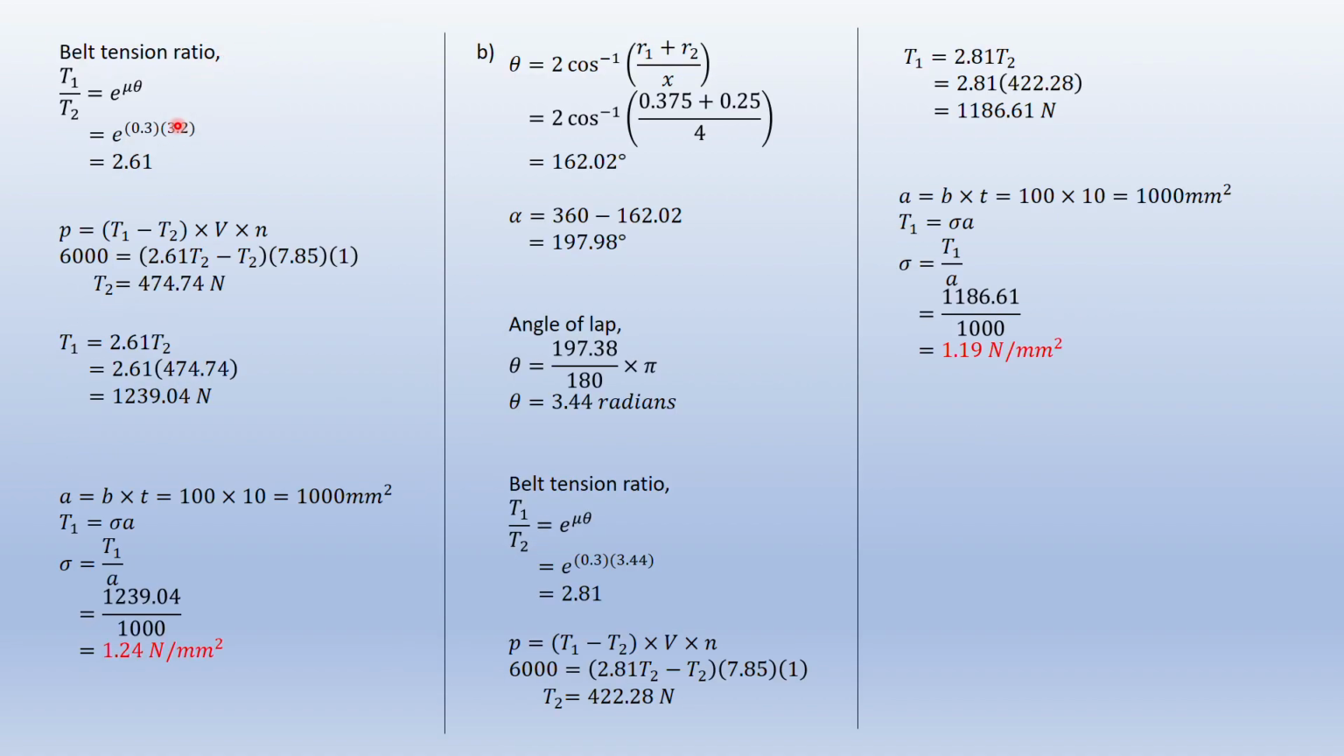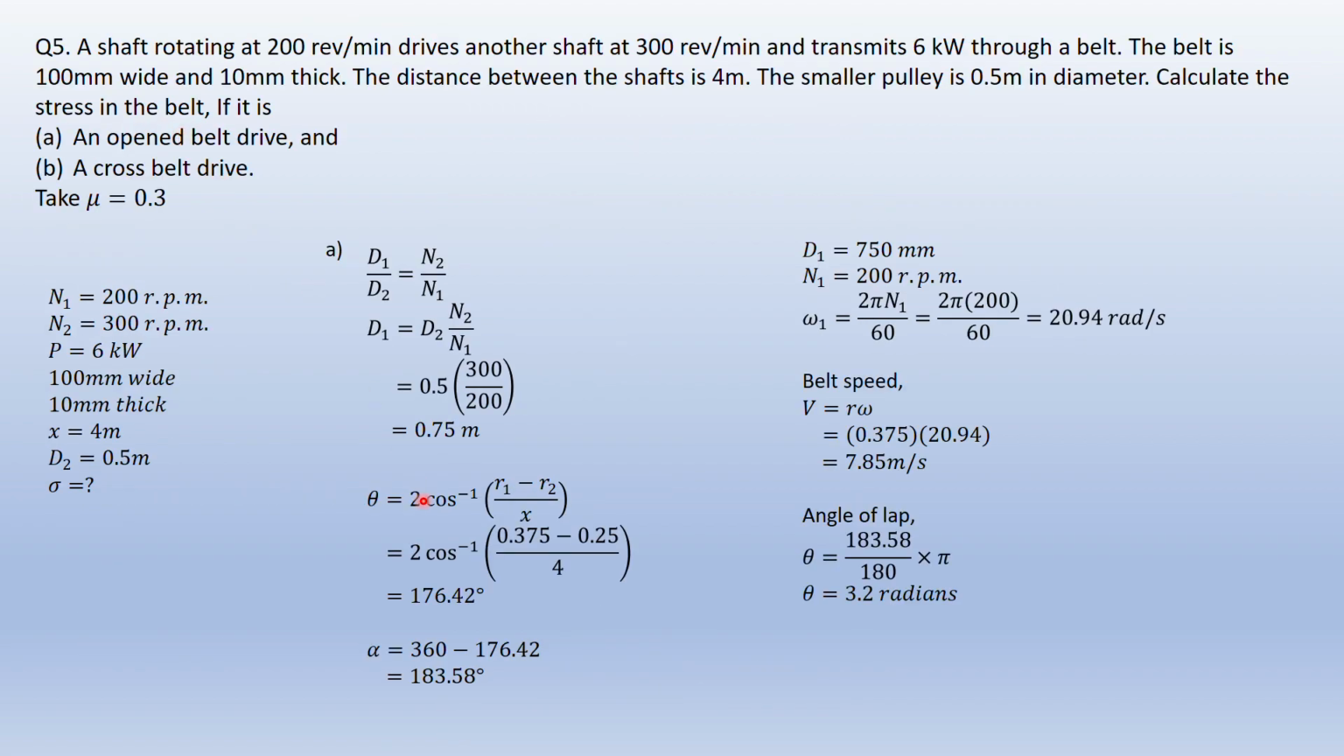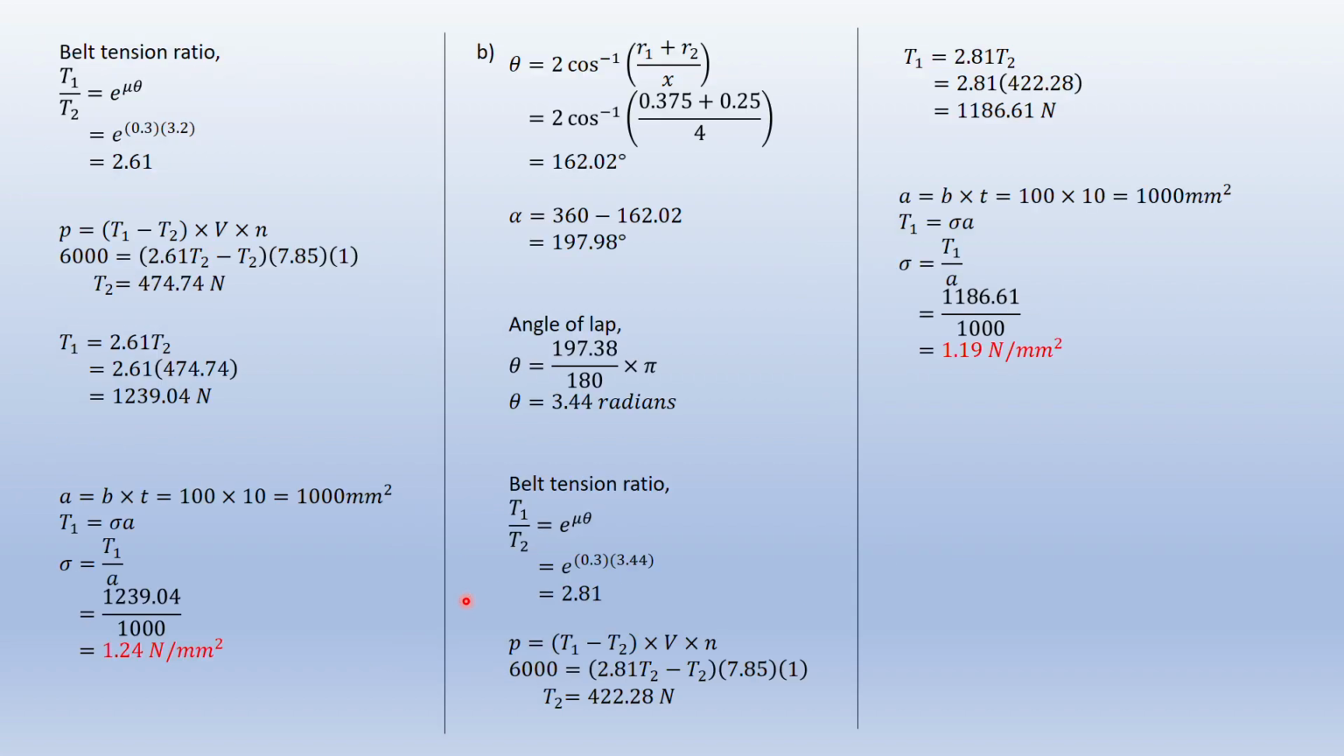This part here is wrong. Sorry, again, this part here is wrong. This shouldn't be 3.2. This one should be based on this: 176.42 divided by 180 times pi. Mistake here, so I'm a human too. I make mistakes, you are also human. So that is the angle theta, and then find out the angle of wrap. Take 360 minus the angle.